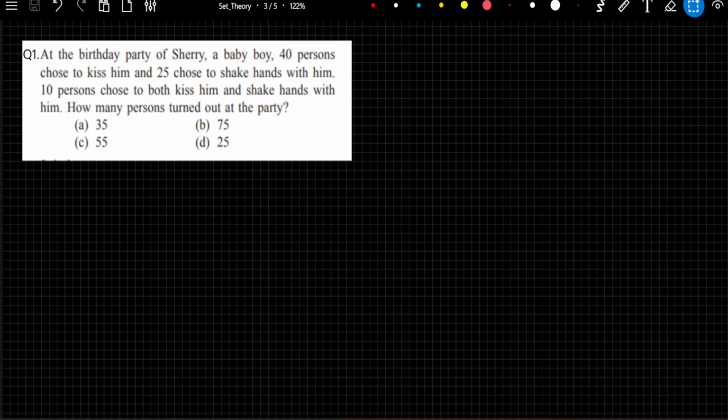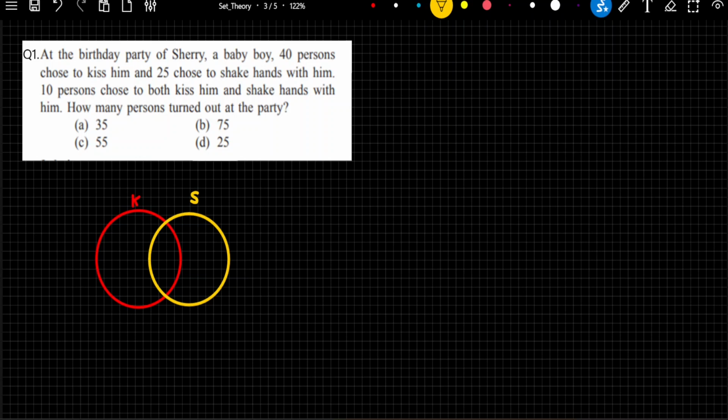At the birthday party of Sherry, a baby boy, 40 chose to kiss him and 25 chose to shake hands with him. If 10 persons chose both to kiss and shake hands with him, how many persons turned out at the party? Now to answer this question, I have to first create a diagram. I'll make a set for persons who chose to kiss him, and then I'll make another set of people who chose to shake hands with him. So these are the two sets, right?